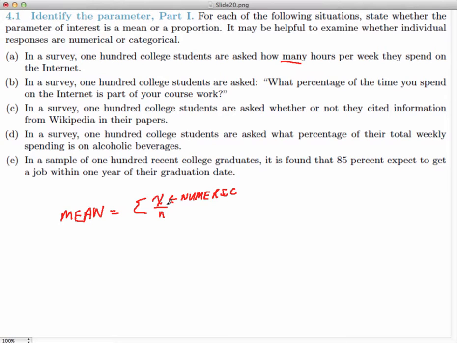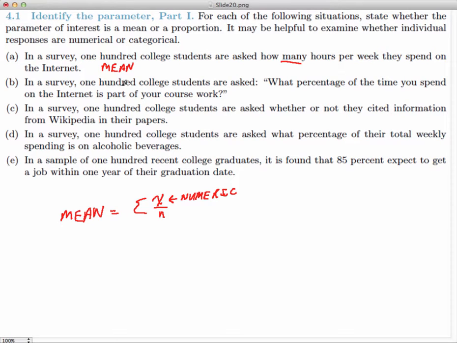If it's a categorical variable, this doesn't make any sense. It doesn't make sense to take eye color. What's blue plus green plus brown divided by 3? I mean, it doesn't make any sense at all. So when you're talking about the mean, we're working with numeric variables. So if you're working with numeric variables, you're talking about the mean. So in this case, in part A, that's going to be the mean. That would be the parameter that we'd be interested in. So we would find an average number of hours.